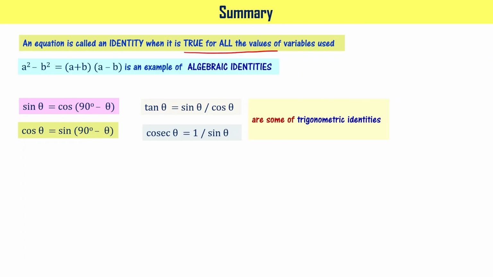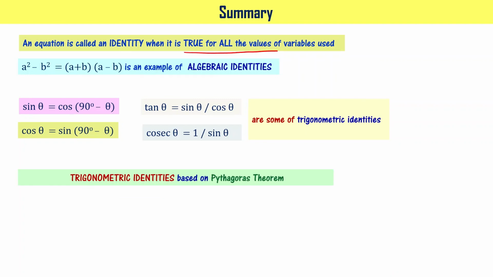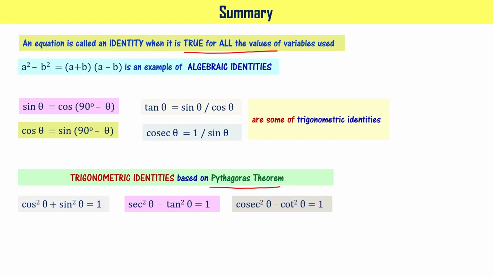And what we have learned further is trigonometric identities based on Pythagoras theorem. We have used Pythagoras theorem to define certain trigonometric identities in this video, right? What are those? Cos square theta plus sine square theta equal to 1, sec square theta minus tan square theta equal to 1, and cosec square theta minus cot square theta equal to 1. Please note this.